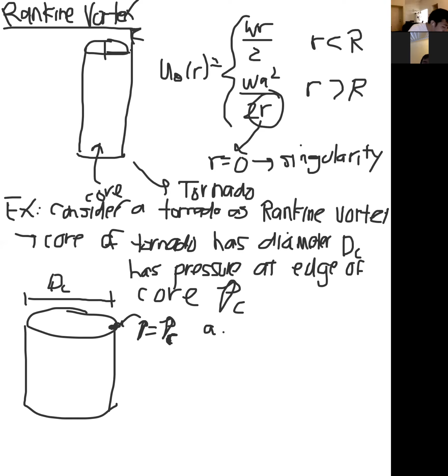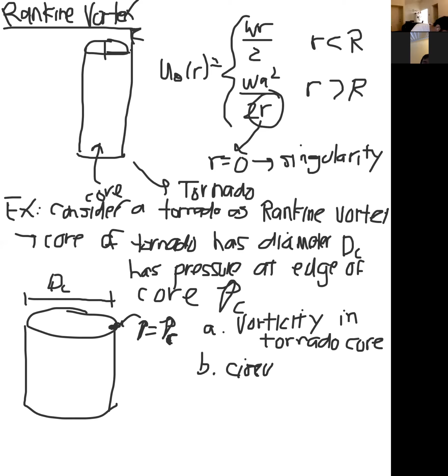Part A, we're going to compute the vorticity inside the cylinder, or in the tornado. Next, we're going to compute the circulation. And then part C, we're going to solve for the pressure distribution, P of R. Since we have a Rankine vortex, it's going to have two different zones: a zone inside the core and then a zone outside the core. Are there any questions on this before we move on?